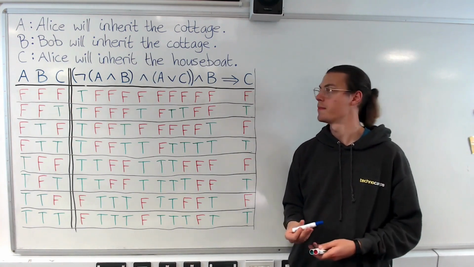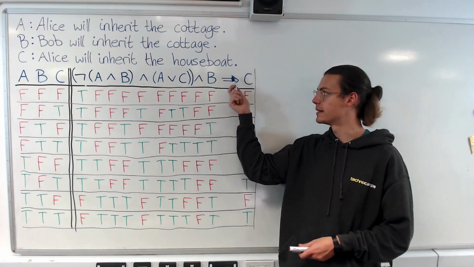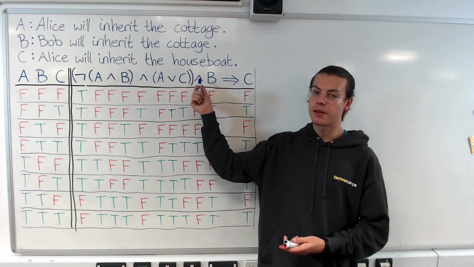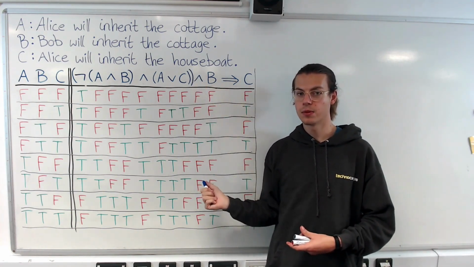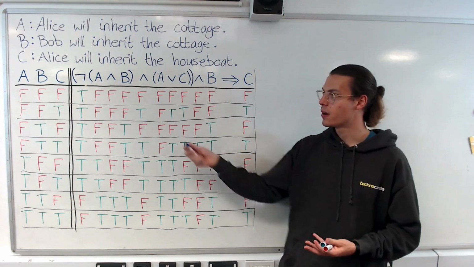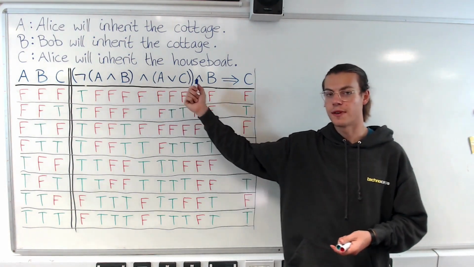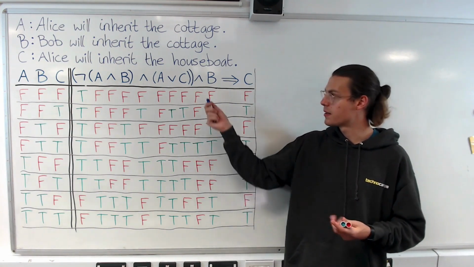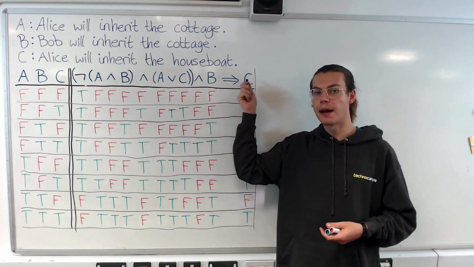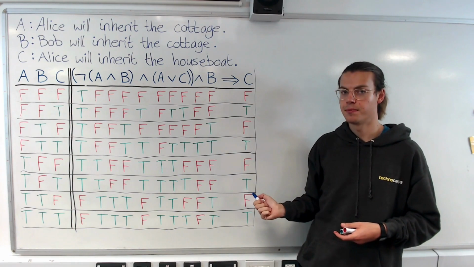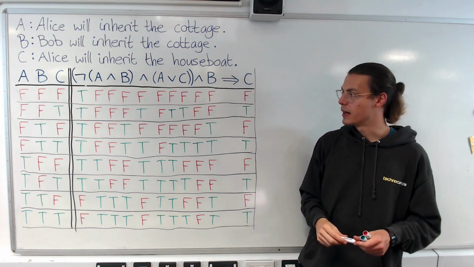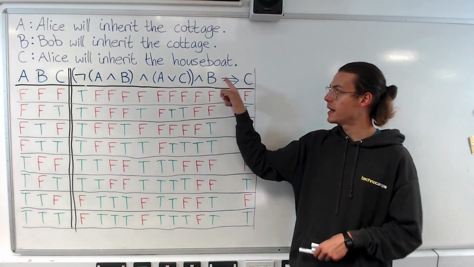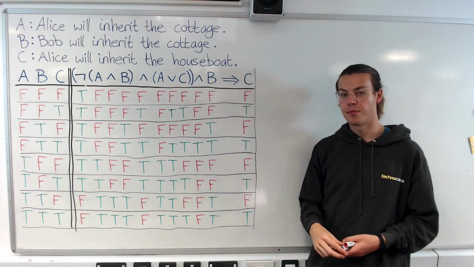And we're almost there. The last thing to do is to evaluate our implication. So now we have a column, this and column, which represents the values of the conjunction of our three premises. And we're now checking, does this imply our conclusion? Okay, so first up, false implies false. Well, that's true.